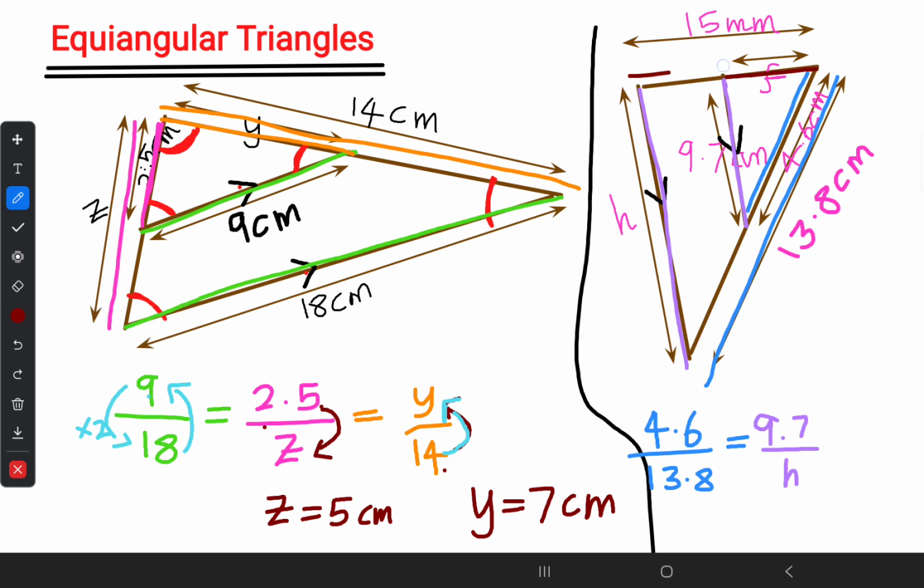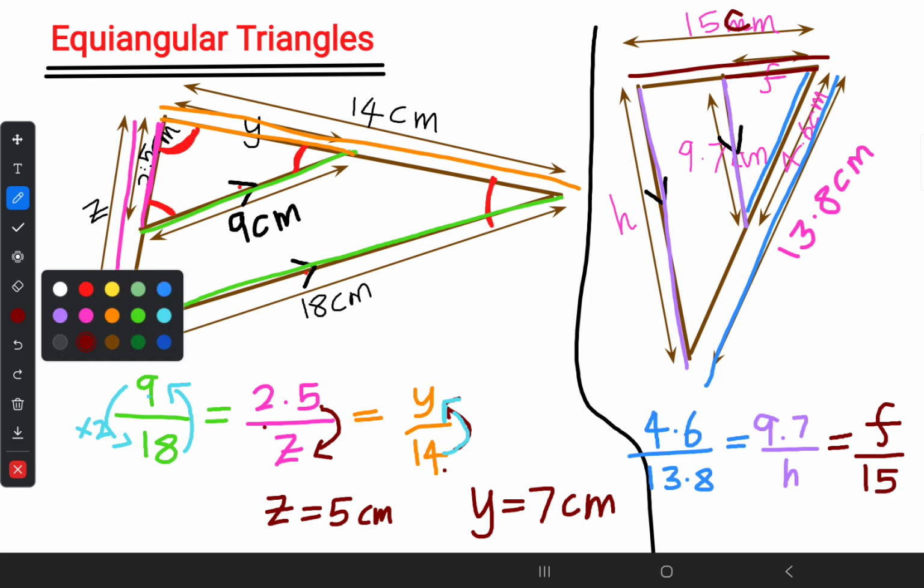In the next triangle, here, this is f and 15. Make it as a centimeter measurement. F upon 15. Let's find the relationship between them.